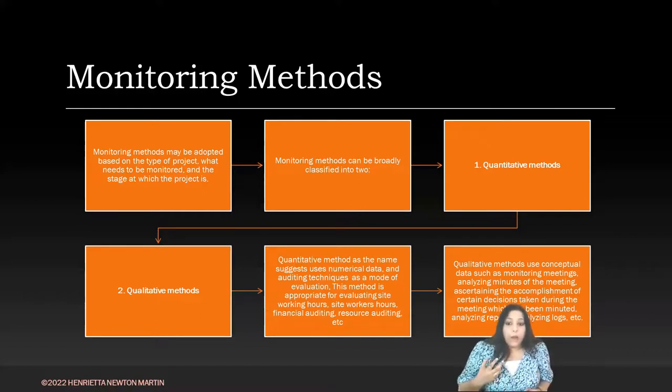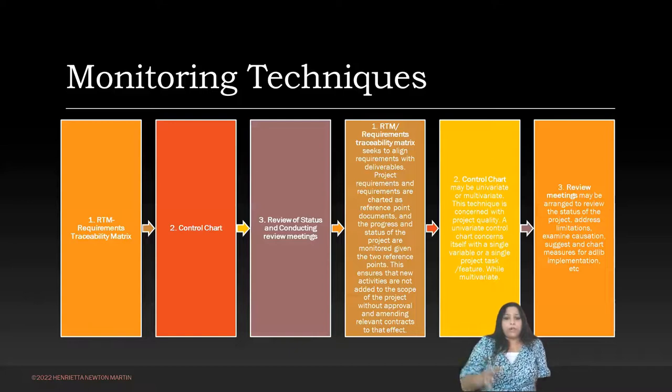What are qualitative methods of monitoring? Qualitative methods use conceptual data, such as monitoring meetings, analyzing minutes of the meeting, ascertaining the accomplishment of certain decisions taken during the meeting, which might have been minuted, analyzing whether those minutes are implemented, and having analysis logs and so on. So it depends upon the type of the project and what stage the project is at.